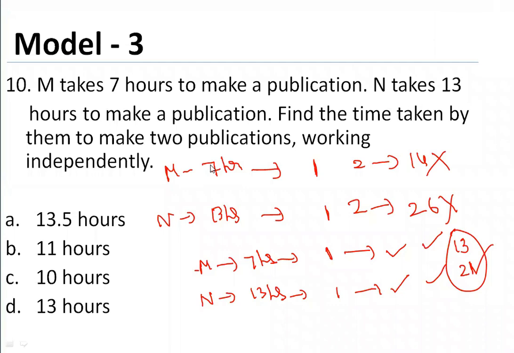Vishnu, I am not clear. Yes. The person who works for more time will result in the answer. No, no, no. It's not for more time.